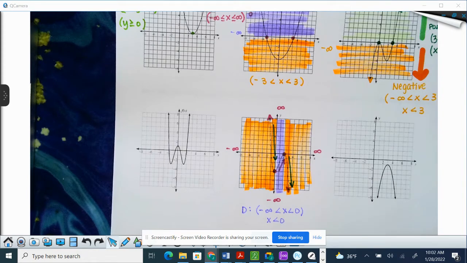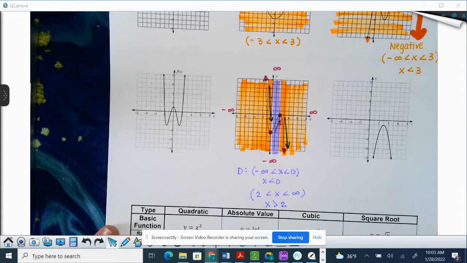And then also, it decreases from 2 to positive infinity, or all values greater than 2. And you don't use an equal to, because again, at that point, it is not increasing or decreasing. It's turning. It's changing its direction. And sorry, I just realized I'm off the screen.